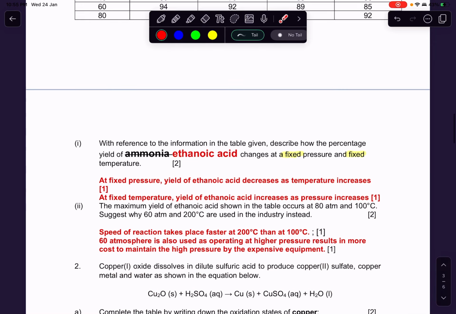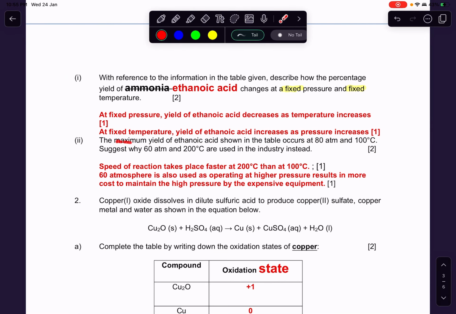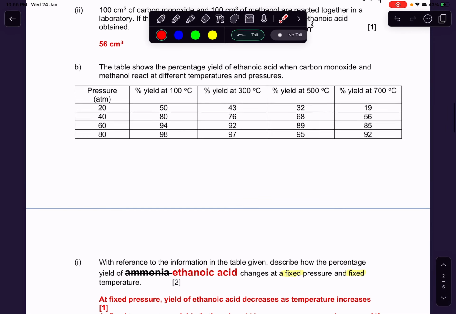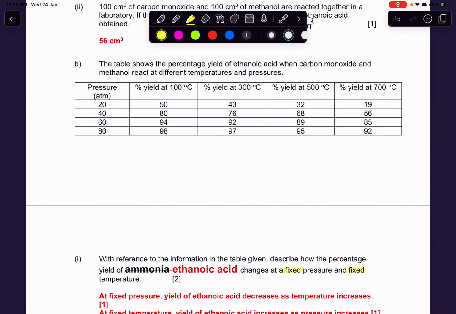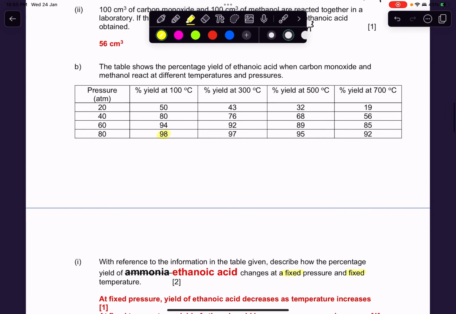column. Next, maximum yield of ethanoic acid in the table occurs at 80 atm and 100 degrees Celsius. So where is that? 80 atm, 100 degrees Celsius. So this is the max yield, 98%.